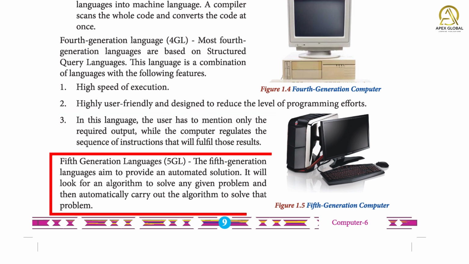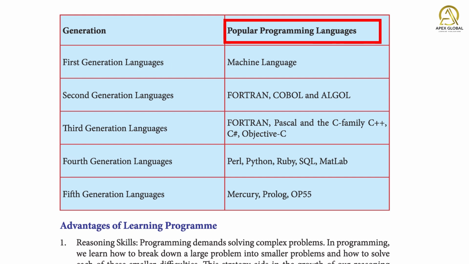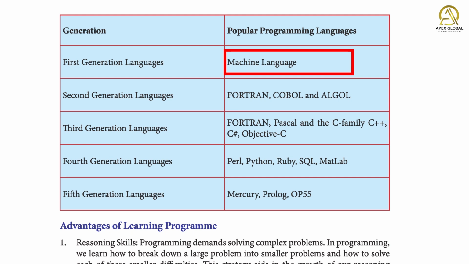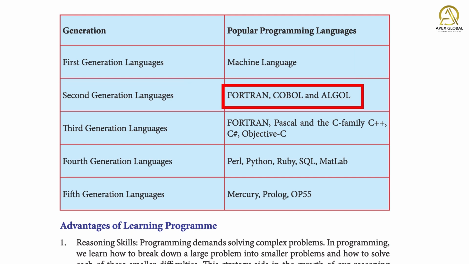5th generation languages, 5GL. The 5th generation languages aim to provide an automated solution. It will look for an algorithm to solve any given problem and then automatically carry out the algorithm to solve that problem. Generation, 1st generation languages, popular programming languages, machine language, 2nd generation languages, Fortran, COBOL and ALGOL.